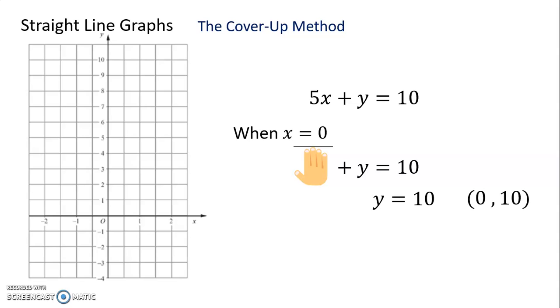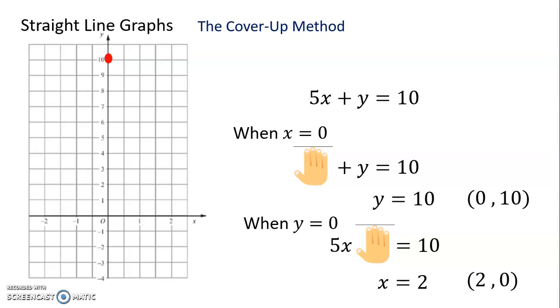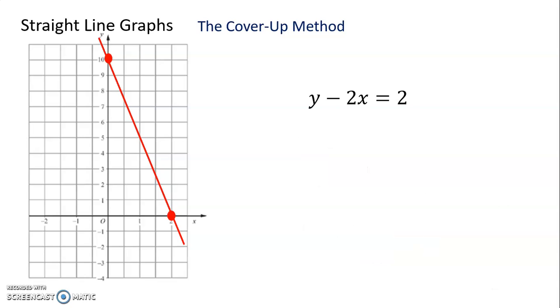So my coordinate is (0, 10). Then when y is 0, cover up the y. That tells me that 5x equals 10. Divide through by 5, x equals 2. So that is the point (2, 0). Plot that, join them up, and there is my straight line. Okay, could you pause the video again and have a go at drawing this graph using the cover-up method?